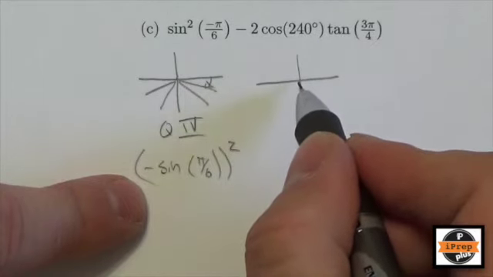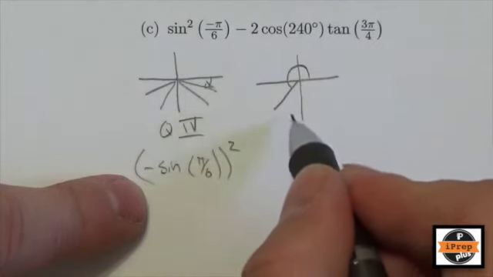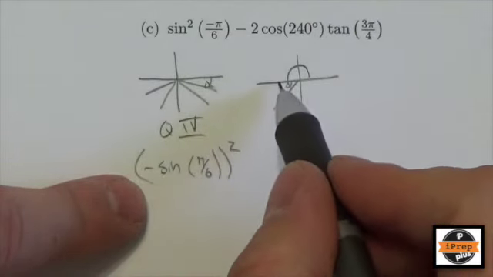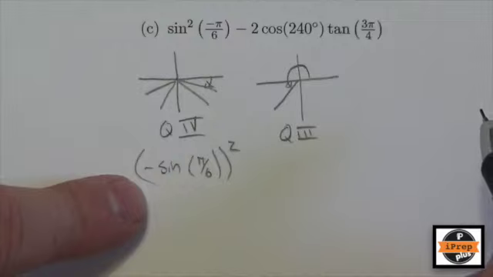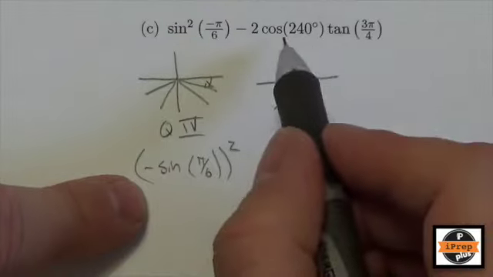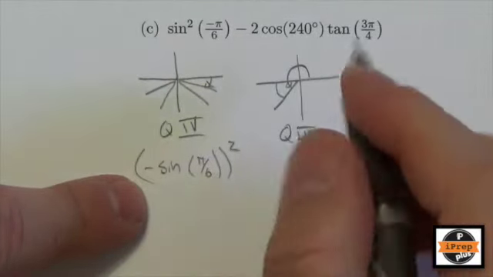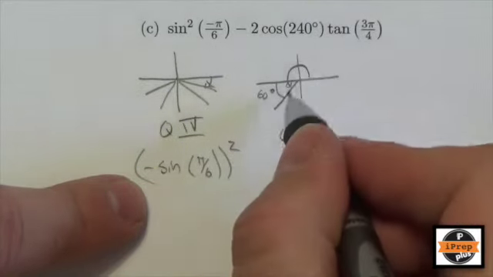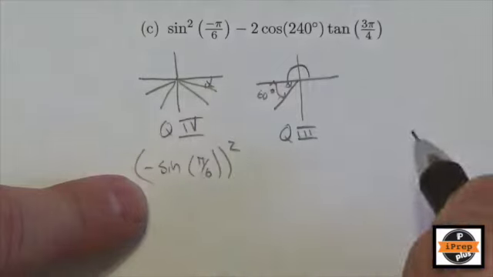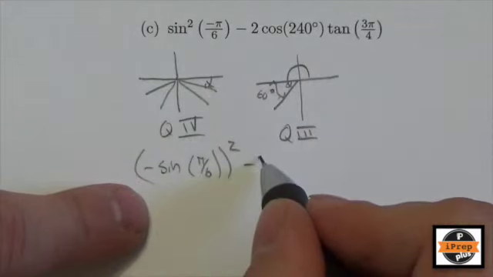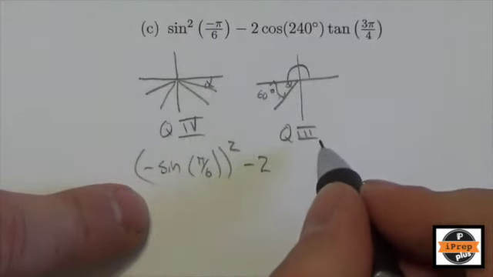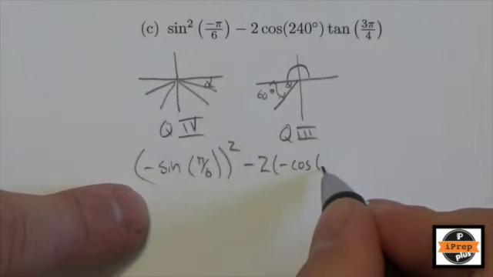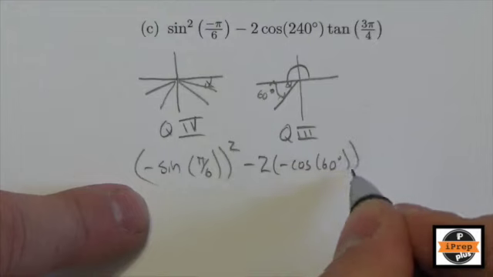Now let's take a look here. 240 degrees. Well, okay, 240 degrees is going to be in the third quadrant, because it's greater than 180, but not quite 270. The reference angle here will be 60 degrees. We're going to be 60 degrees beyond 180. And so this will be minus 2 times. Now, cosine is going to be negative in the third quadrant, and the reference angle is 60 degrees.